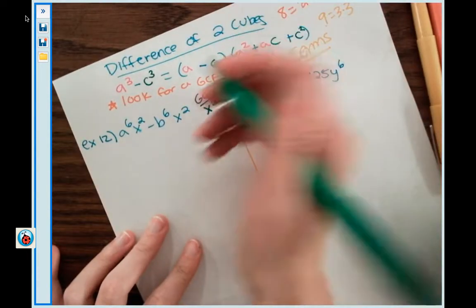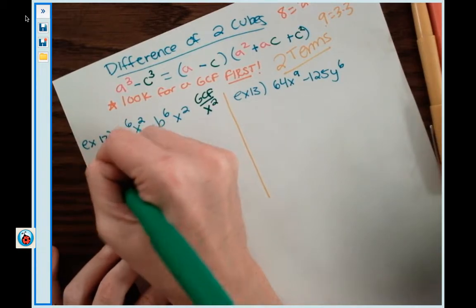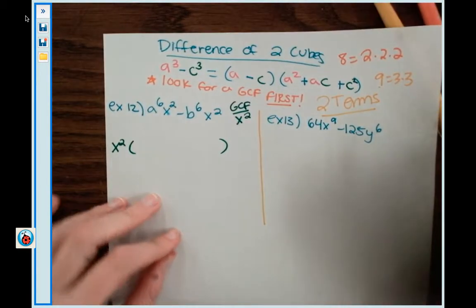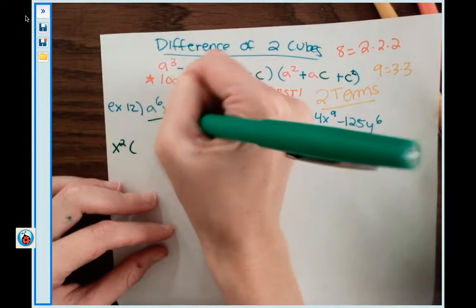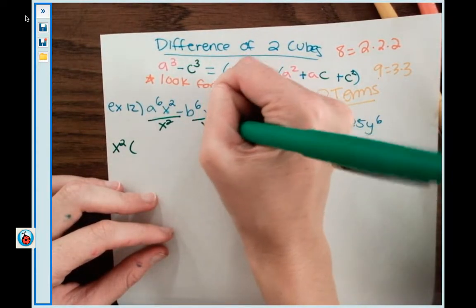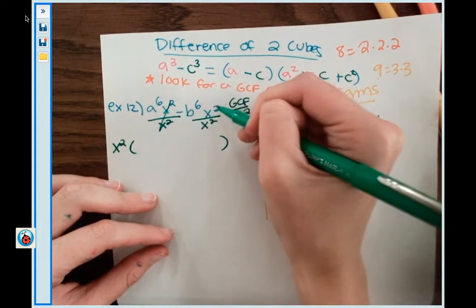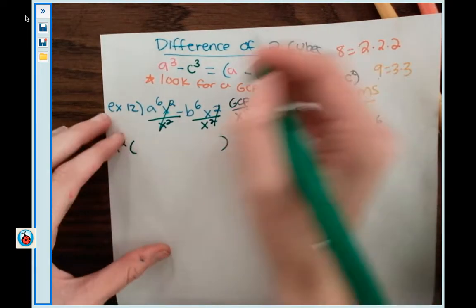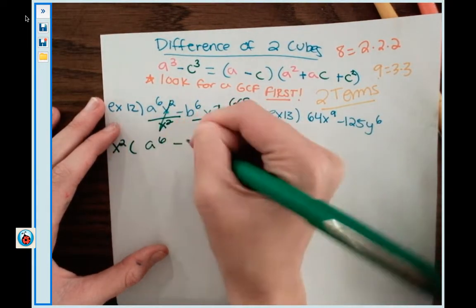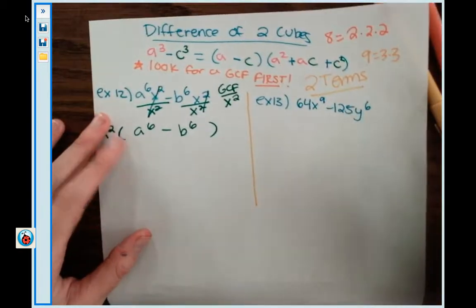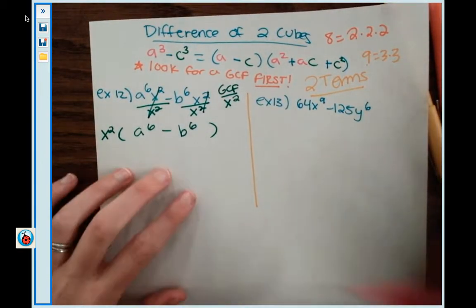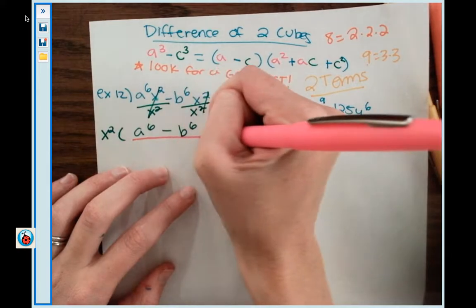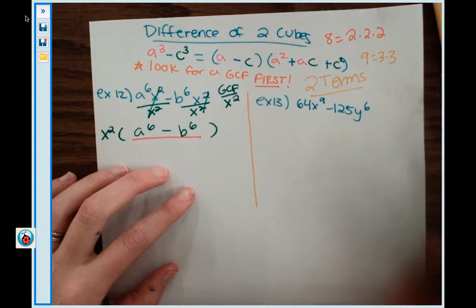Alright, so let's start by factoring out our GCF. Let's see what we have left. I'm going to divide each of these by my x squared, which cancels out the x squareds in both terms. So we're left with a to the 6 minus b to the 6. Now, when I do my difference of cubes, I'm looking at only this parenthesis and nothing else.